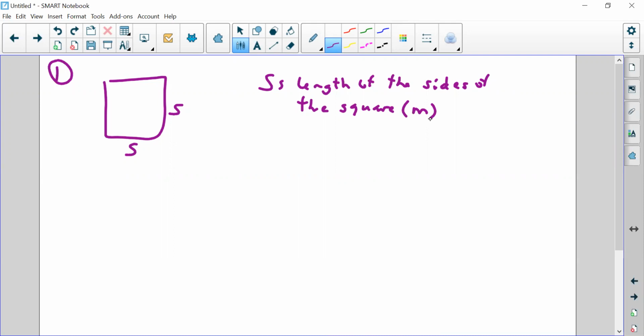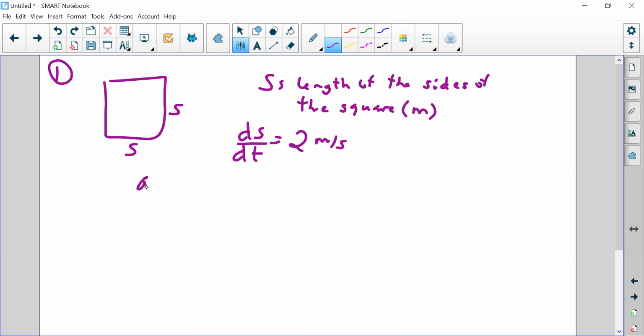Okay, we know that the sides of the square increase in length at a rate of 2 meters per second. So this 2 meters per second is equal to what calculus notation? Velocity. Okay, ds/dt.